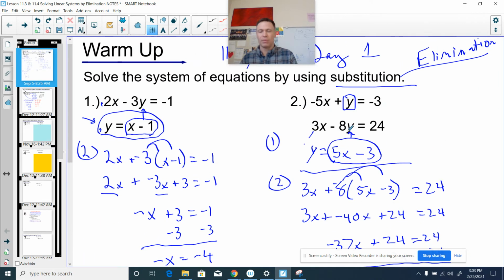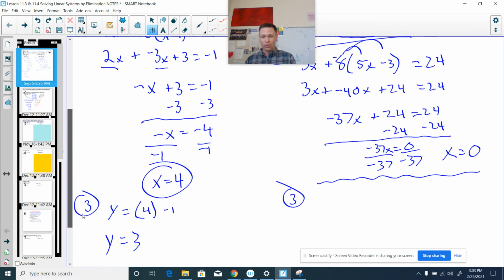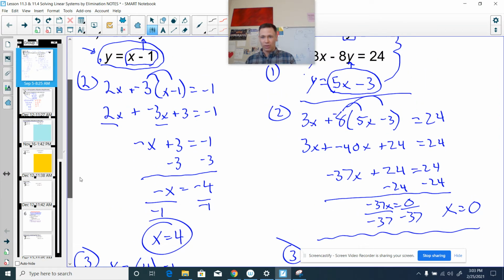Now that I know what x is, I'm going to substitute it into one of the other equations. I have 3 options now. I have one of the 2 original equations here or the third equation. I'm going to use the third equation because it already has y equals something, right? And so if y is equal to something, I can substitute 0 and get it really fast.